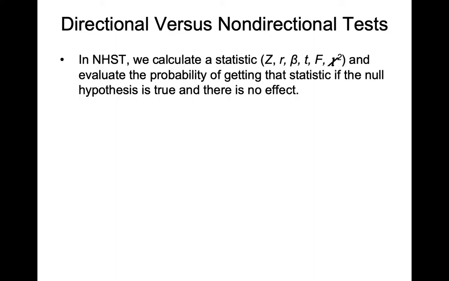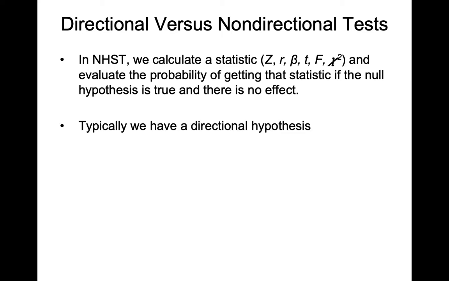All right, let's get back to stats though, and particularly the topic of this lecture, which has to do with directional versus non-directional tests. So in null hypothesis significance testing, we calculate a statistic, and here are several examples of statistics that you're going to learn this semester. We're learning the Z statistic and the Z test, but there are several others. When we calculate that statistic, we evaluate the probability of getting that statistic if the null hypothesis is true and there is no effect.